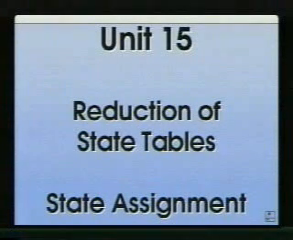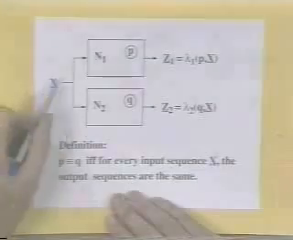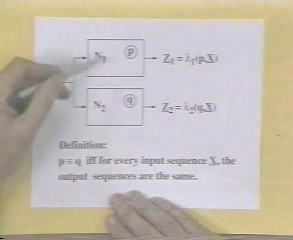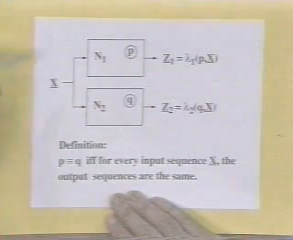I'm going to review the material in Unit 15, which has to do with reduction of state tables and state assignment. We'll start by talking about equivalent states, because in order to reduce state tables, we have to eliminate equivalent states. So in general, the idea of state equivalence is if we put an input sequence in and look at the output sequences, we can't tell the states apart, so that they're equivalent.